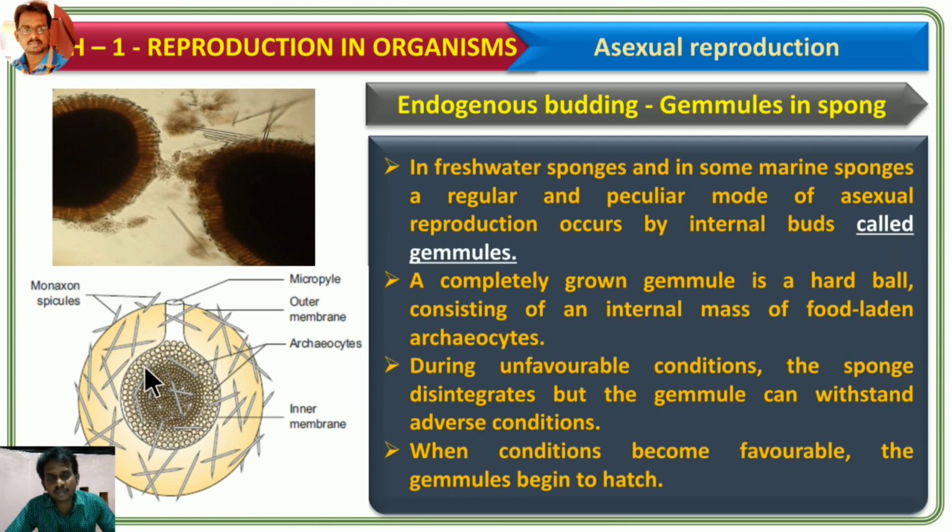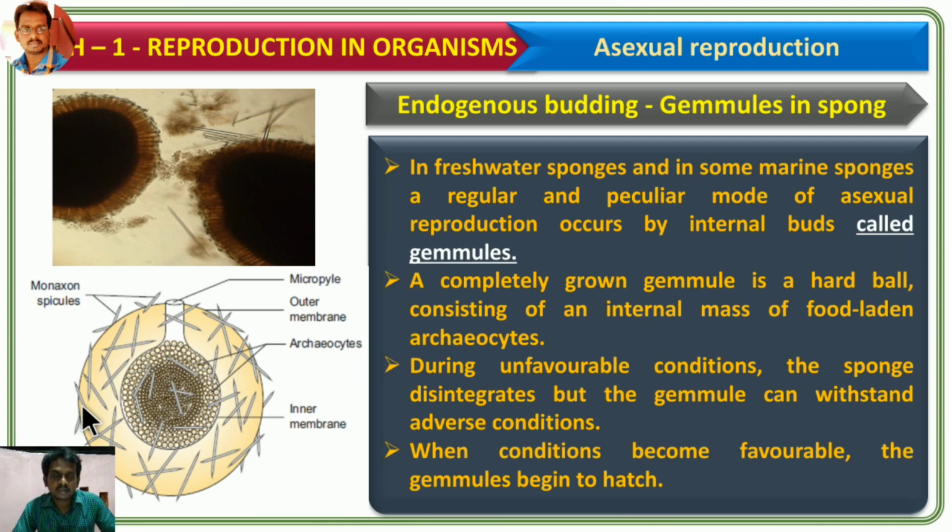This gemmule formation, or archaeocyte formation, occurs during the unfavorable condition. And during the unfavorable condition, what will happen? The gemmules are formed, but the sponges disintegrate. When the condition becomes favorable, these gemmules begin to germinate and form new sponges. That's all. Budding method over.